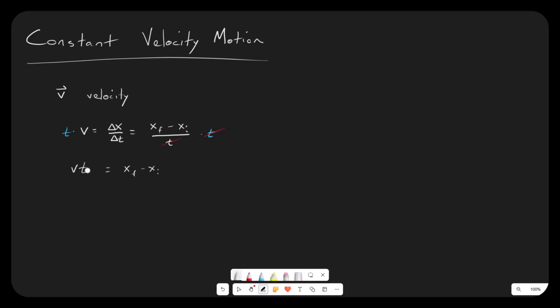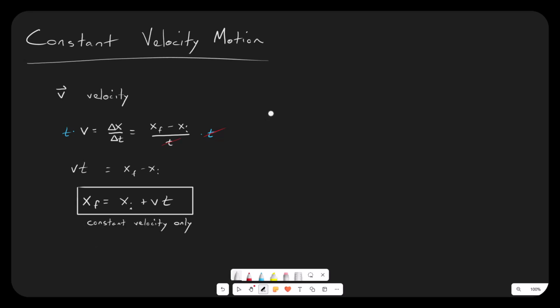Now I don't really want to write it this way, so I'm going to write it in terms of x final equals. I'm going to say x final equals x initial plus vt, and this is an equation that's going to work as long as our velocity is constant.